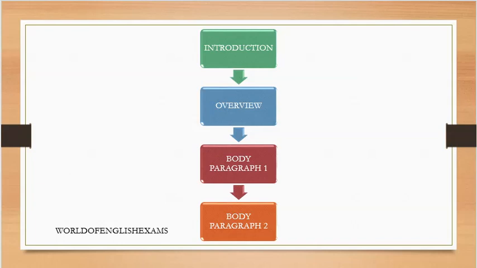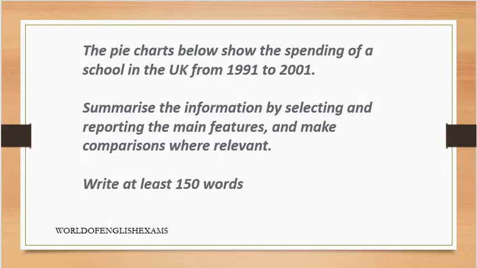Now that we have known everything, let's see how to use this structure to write a pie chart report, a report based on the pie chart. So now let's look at the sample question. The pie charts below show the spending of a school in the UK from 1981 to 2001. So we are looking at a 20-year period. So once again I repeat, the pie charts below show the spending of a school in the UK from 1981 to 2001. So this is the statement given to us.